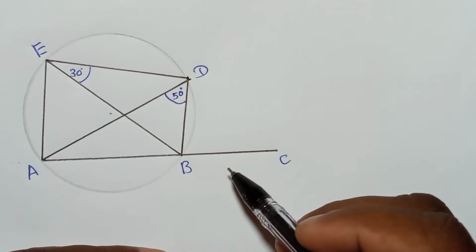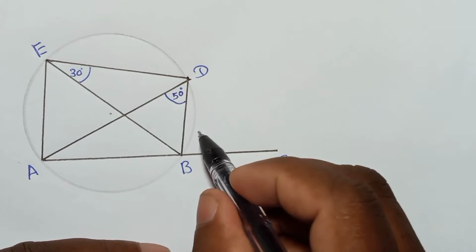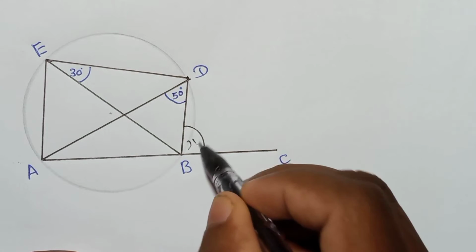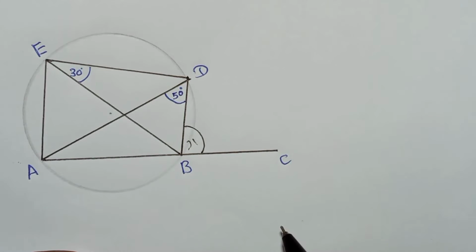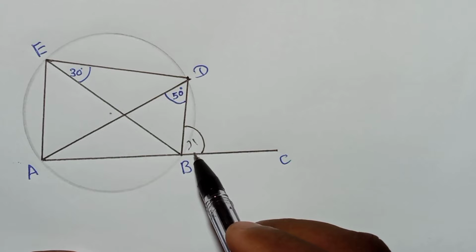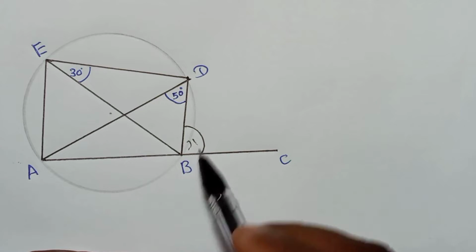Okay, now here they asked to find DBC, right? This angle they asked, right? Okay, now I will here put X. This angle they will ask to find, right? DBC, angle DBC.